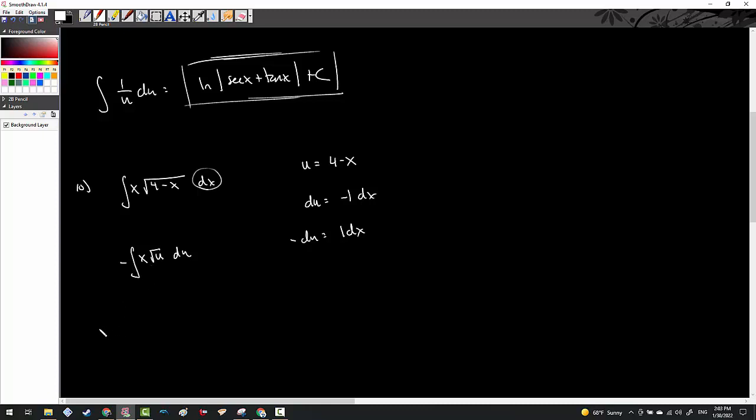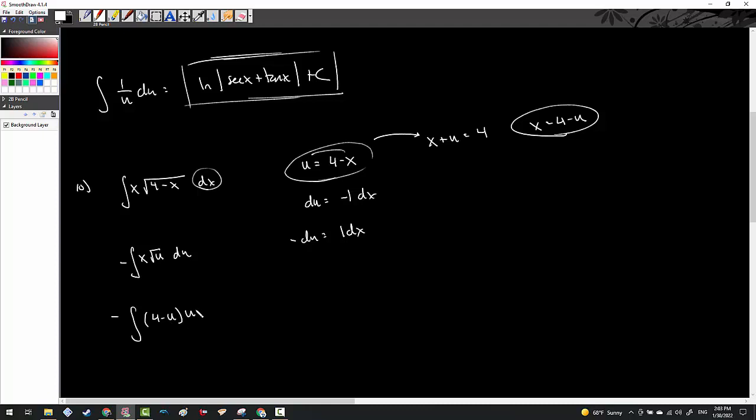The problem is that this x is hanging on the outside. Usually it happens under these situations, but when you see this, you end up having to do an x sub, where you have to solve for x here. So I'm going to move it over: x plus u equals 4. So then x equals 4 minus u, and that's what goes in for x here. So I end up with 4 minus u times u to the 1/2 du.